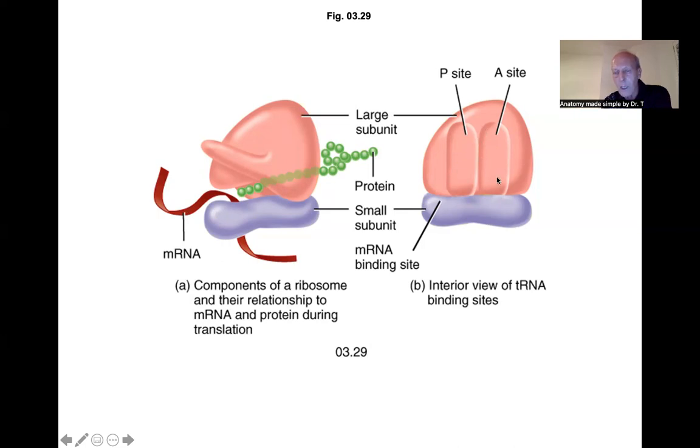One is that the large subunit does have an A and a P site. And then on the small subunit, we have the so-called messenger RNA binding site. P and A sites will be interesting for application on the next slide, where we're going to observe in a little bit more detail what's happening with the process of translation and synthesis of a protein on the basis of encoded RNA, messenger RNA.